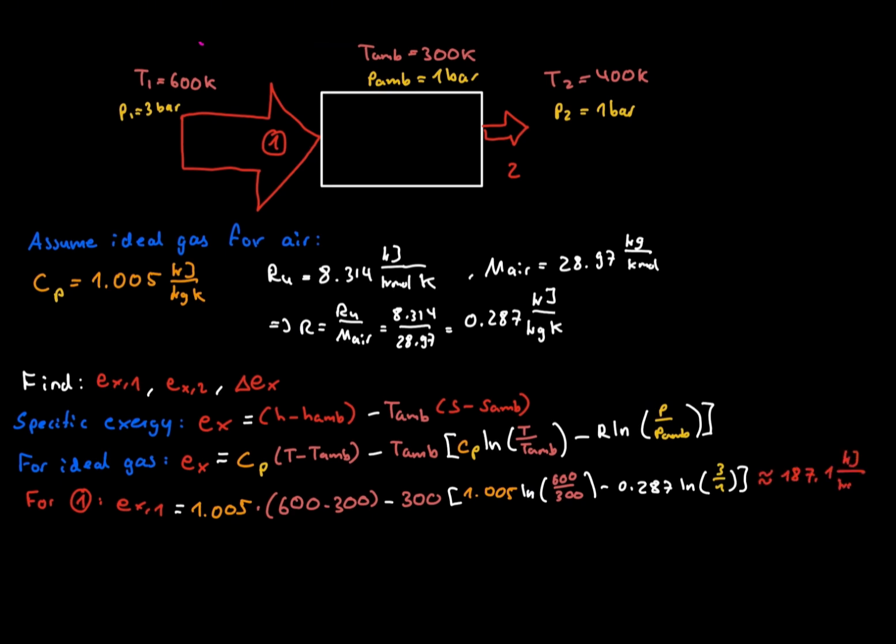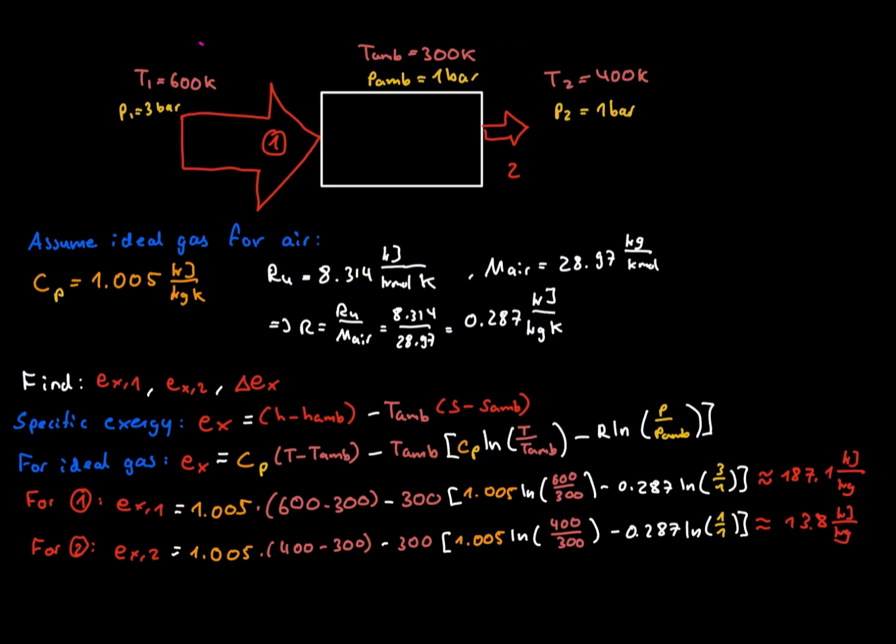Now we calculate the outlet Exergy. At the outlet, the air is still hotter than the environment, at 400 Kelvin. But the pressure is now equal to ambient pressure. So the pressure contribution disappears. We insert 400 Kelvin and 1 bar into the same formula. The outlet specific Exergy is about 14 kilojoules per kilogram.